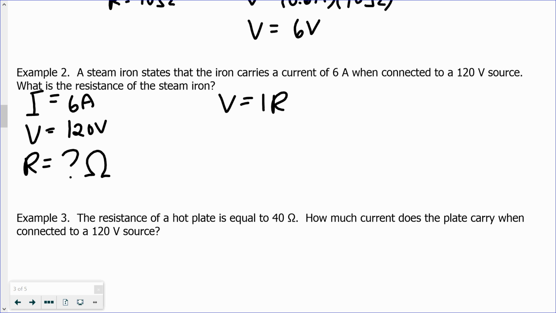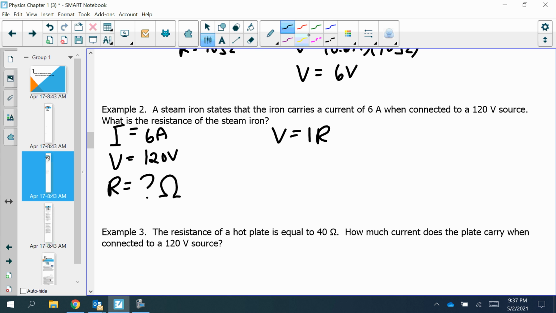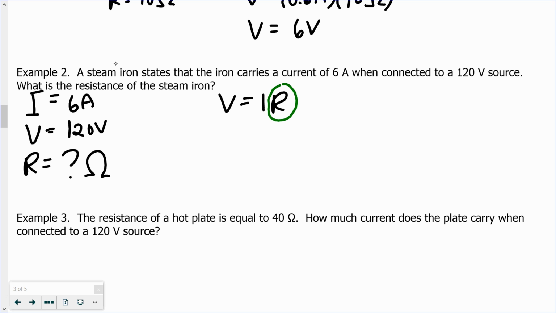In this case, we need to rearrange the formula to solve for R. So we need to rewrite the formula so that it's R equal to something. I need to deal with the fact that it's right next to I. Right now it's I multiplied by R, so I need to divide both sides by I to solve for R. So V divided by I is equal to R.